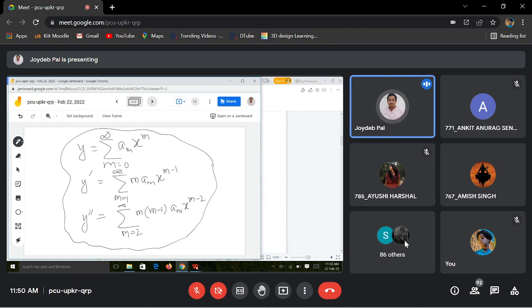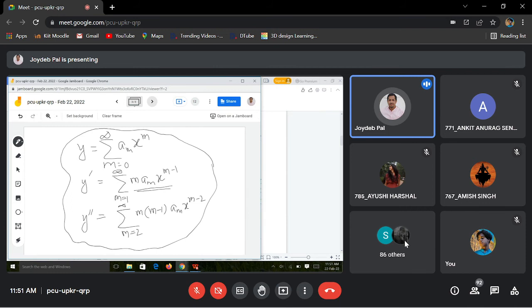Okay, so y is the summation from m = 0 to infinity of a_m x to the power m. How to find y dash? You differentiate the general term in y. After differentiating the general term, it will be m a_m x to the power m minus 1. Now you have to think about the limit, whether it will be the same as for y or will change. It will change. Why?